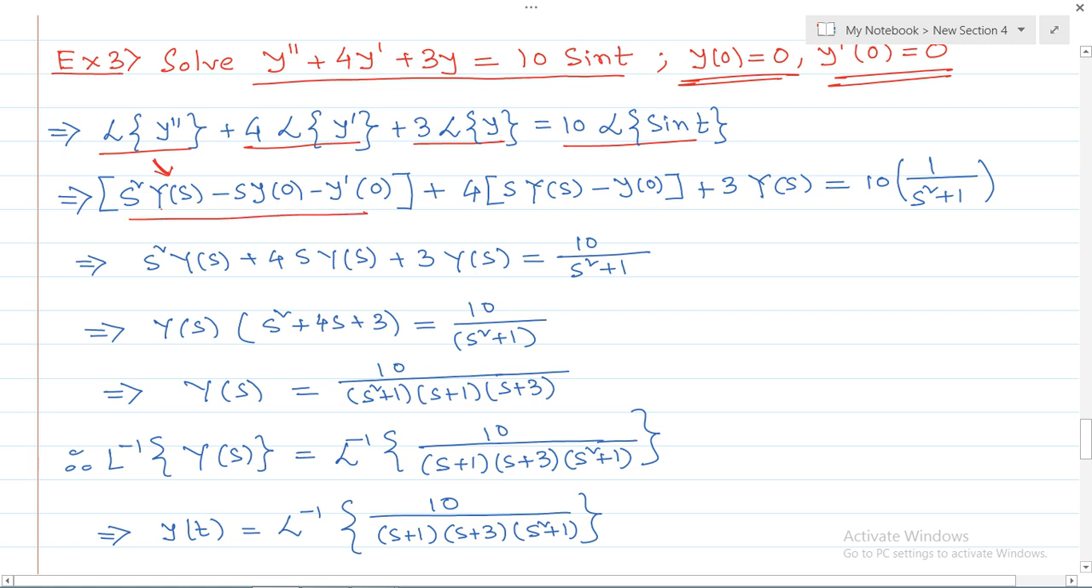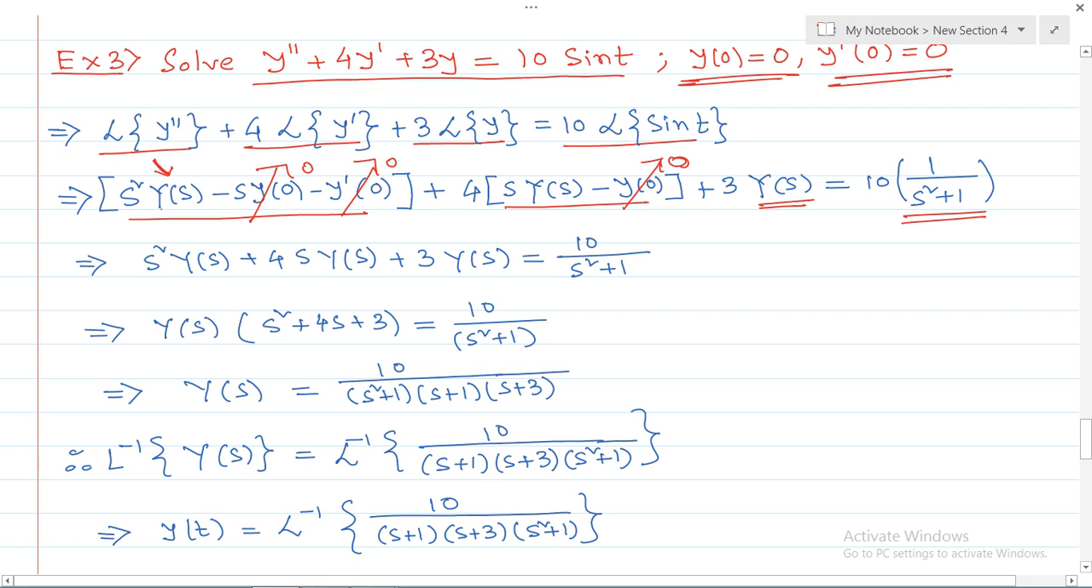Similarly, L of y dashed is s into capital Y of s minus small y of 0, and L of small y is capital Y of s. The Laplace transformation of sin t is what? 1 upon s square plus 1. So we have taken the value of y of 0 equal to 0, and y dashed of 0 equal to 0, so all these terms are getting 0.